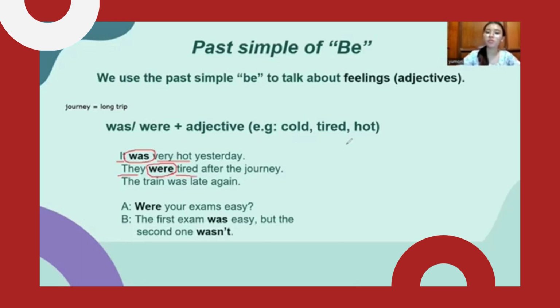Okay. And the train was late again. The train, subject, was, past simple be, late, adjective. Okay. And for the question, we start with was or were. We start with past simple be. Were your exams easy?